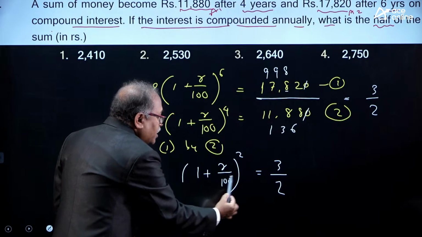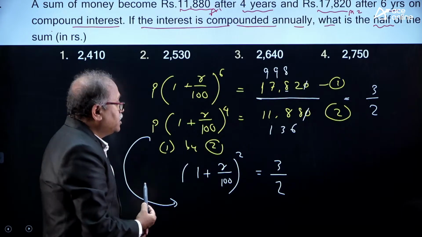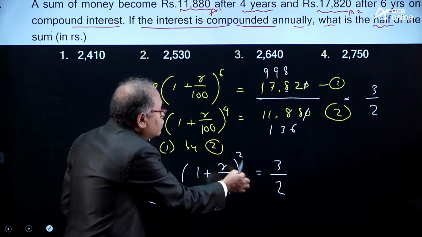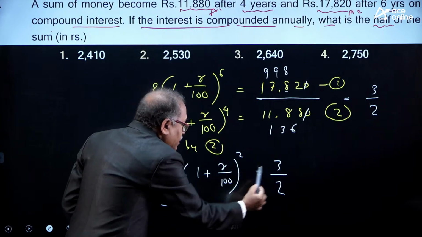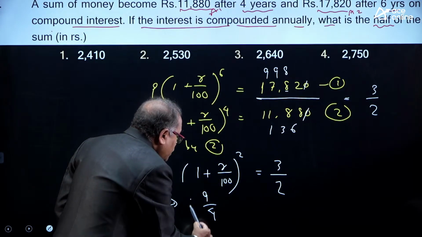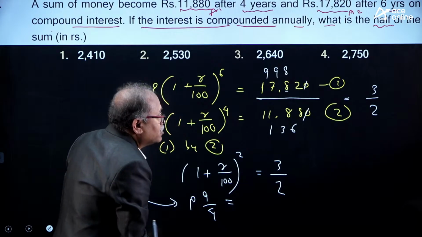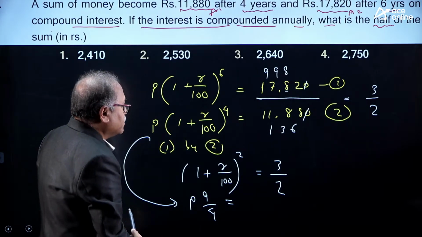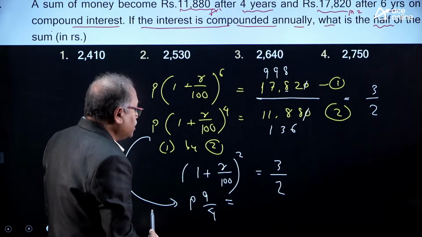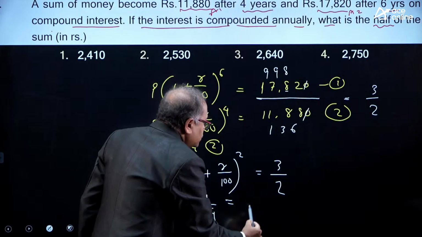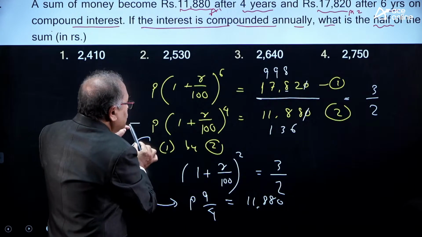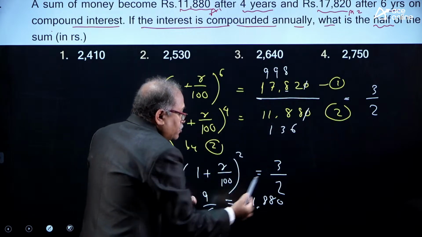Replace this value 3 by 2 here. Then you will be getting 1 plus r by 100 to the whole power 2. To the whole power 2 I am getting 4. So, that comes 9 by 4, that is p into 9 by 4, which is equal to 1 plus r by 2, 3 by 2. So, p into 3 by 2 into 3 by 2, which is equal to 11,880. I am just replacing this equation, second equation, with this value.